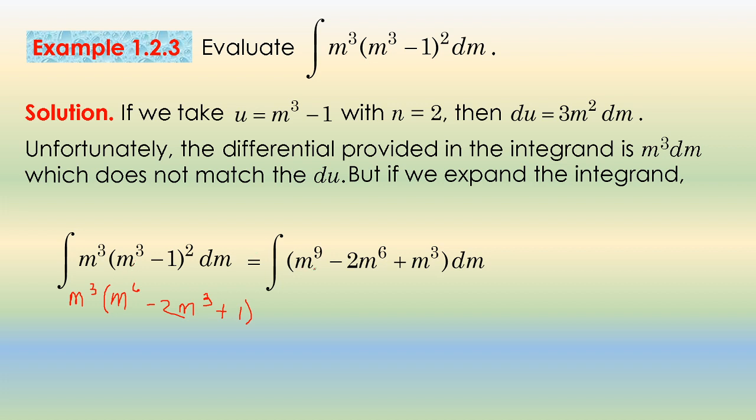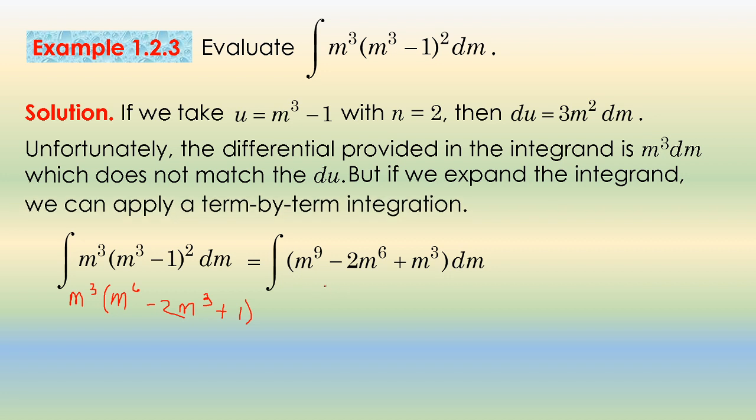m to the 9th, that is the first term in the expansion, minus 2m to the 6th, that is the second term, and then the last term is m cubed times 1, that is m cubed. So we get m to the 9th minus 2m to the 6th plus m cubed as the expansion of m cubed times m cubed minus 1 quantity squared. So we can apply a term-by-term integration here.